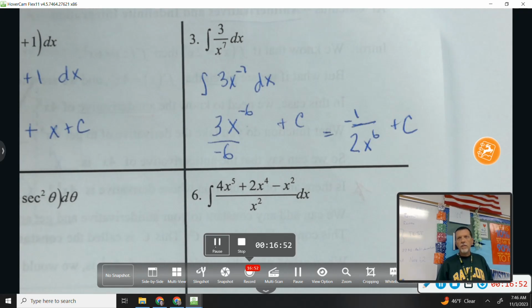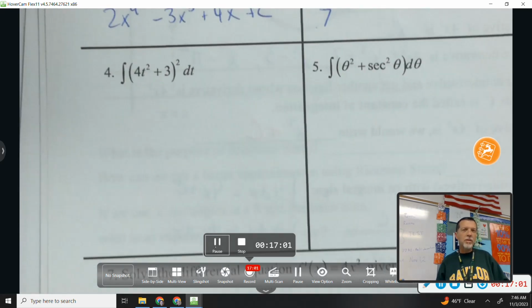So it's like there's only one rule. It's just we try to complicate it with negative numbers and with fractions, but it's still the same rule. Increase the power by 1, divide by the new power.